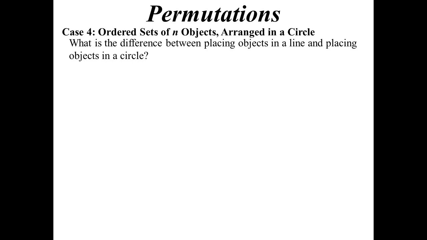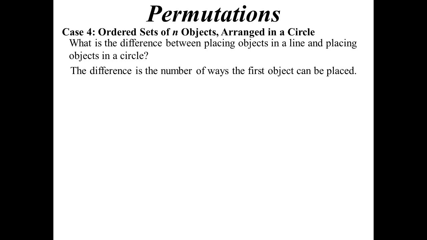A final case of permutations to look at, this case 4. We're going to order objects, but instead of putting them in a line, we're going to put them in a circle. So around the table or something like that. So what is the difference between the two? It really comes down to just the first object.